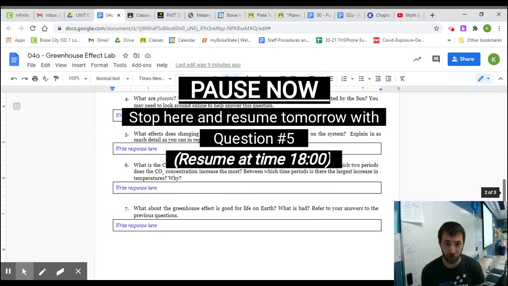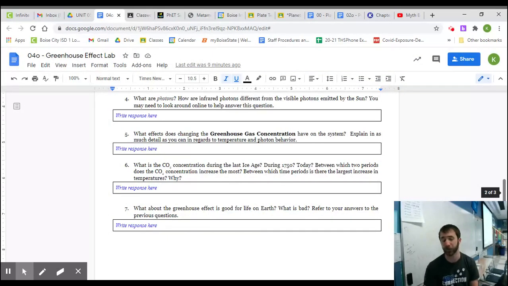For our next portion, we're looking at questions 5 through 7. If you're not yet ready for these, make sure that you pause. Questions 5 and 6 specifically are asking us to change the greenhouse gas concentrations. There's a slider there, but we'll use the slider first to answer number 5, and then we're going to see what happens when we change the concentration based on history, our old atmospheric evidence.